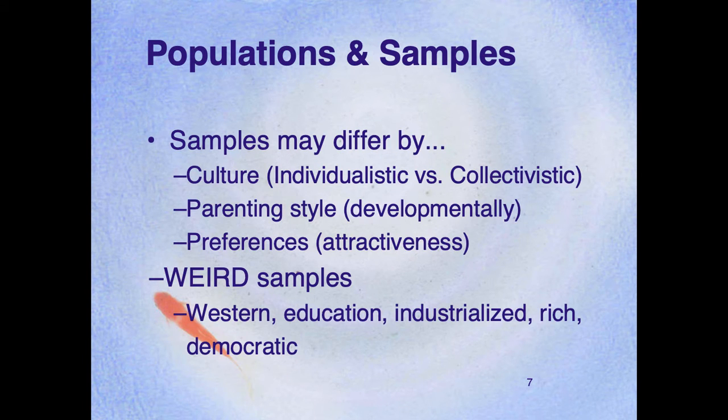So samples can differ on a lot of things, right? Culture is something we think about sometimes in terms of individualistic versus collectivistic types of cultures. This is important in a lot of research, let's say in industrial organizational psychology. Parenting styles also differ, right? So if you're doing developmental research and you're looking at children's ability levels or sleeping patterns or anything like that, those may differ dramatically by the types of parents these children have.